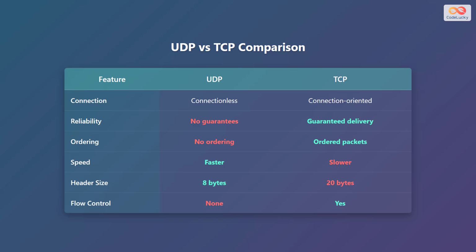In terms of speed, UDP is faster, while TCP is slower due to its reliability mechanisms. The header size of UDP is only 8 bytes, while TCP has a larger header size of 20 bytes. And lastly, UDP has no flow control mechanisms, whereas TCP incorporates flow control to manage data transmission.